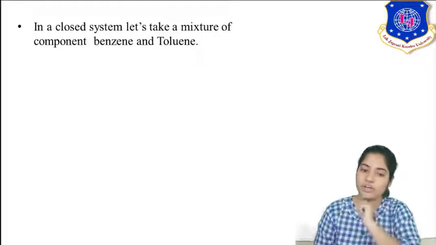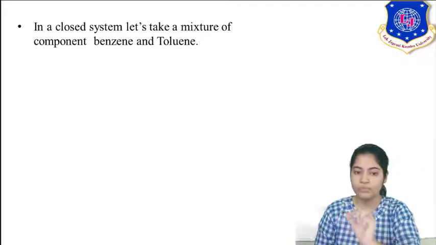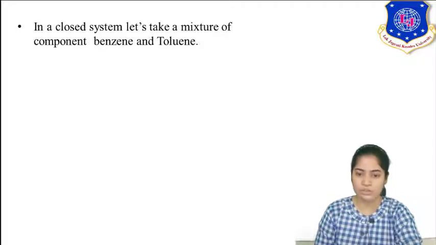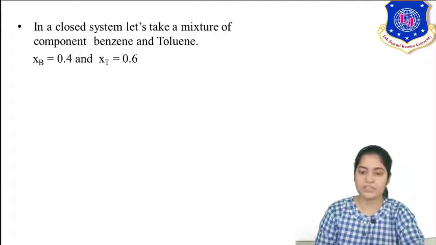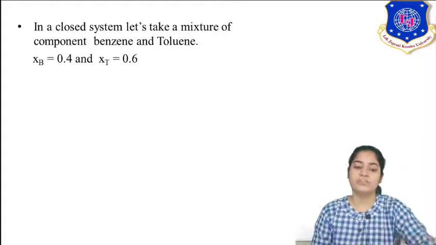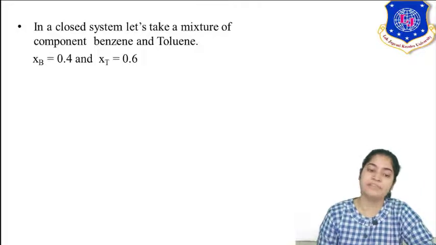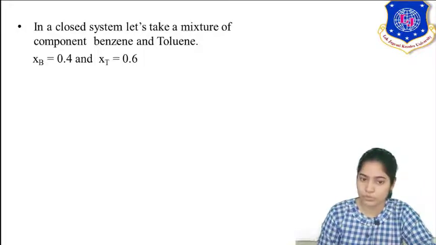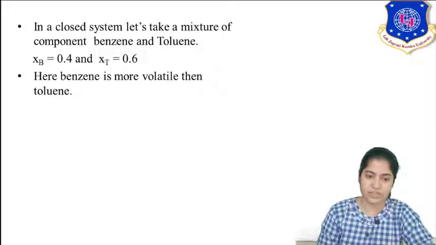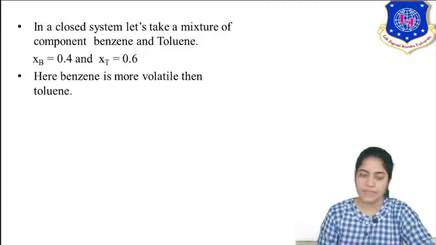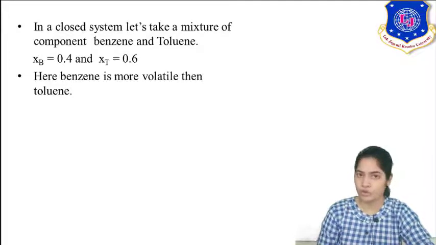Now here we are talking about a closed system. Note the point, first of all, the discussion is about a closed system. We are taking a mixture of benzene and toluene. For this mixture, I am defining that my liquid phase composition of benzene is 0.4 and that of toluene is 0.6. It is given that benzene is more volatile than toluene.